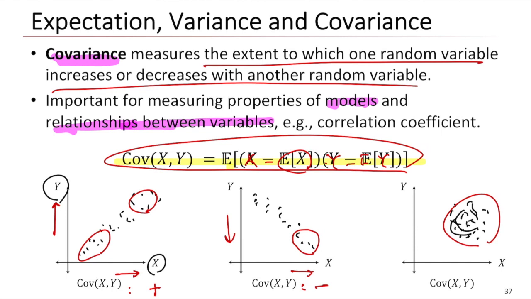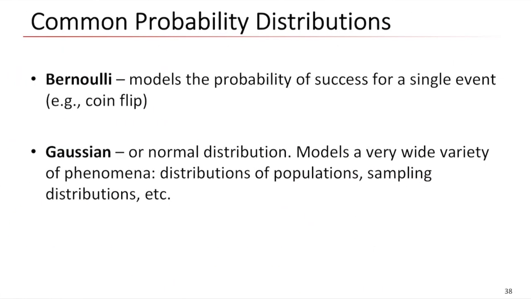If the two variables are independent, it means that these values and these values don't have any relationship. The covariance becomes 0. That's why we learn the covariance of the random variable: if we know the covariance, we can understand the shape of the data, the training data distribution, something like that. Okay, so this is a covariance matrix.